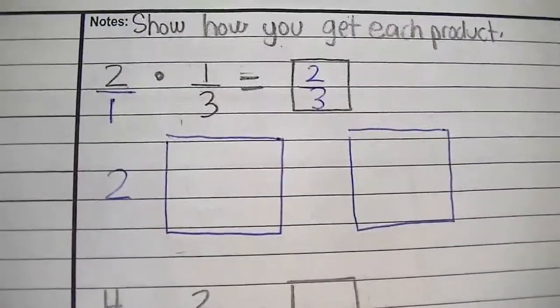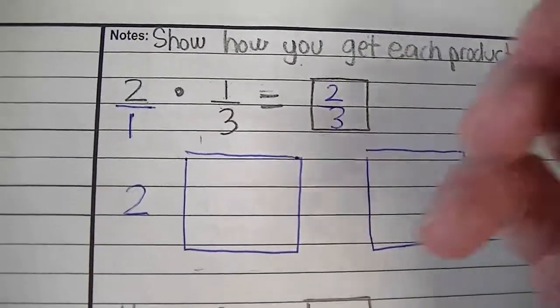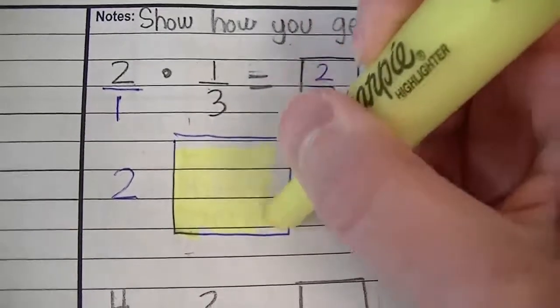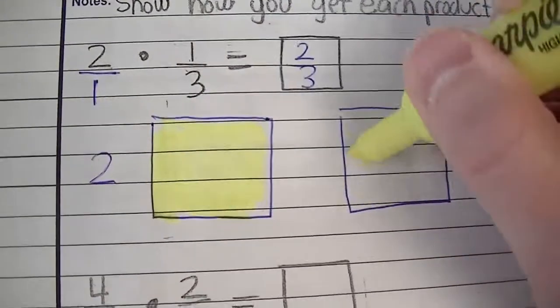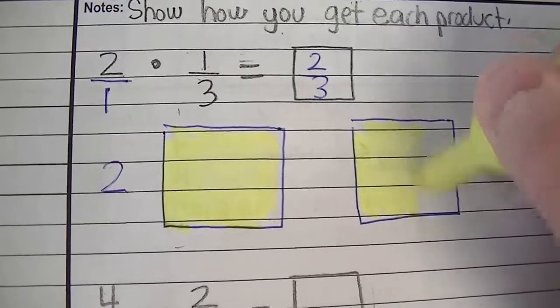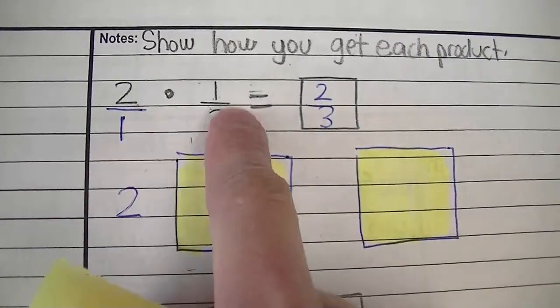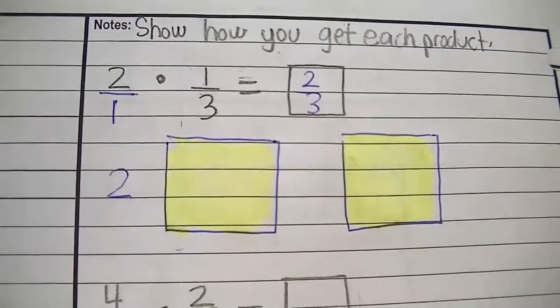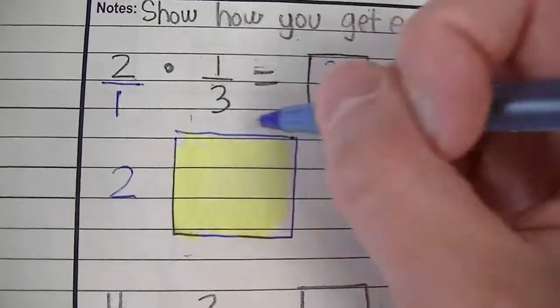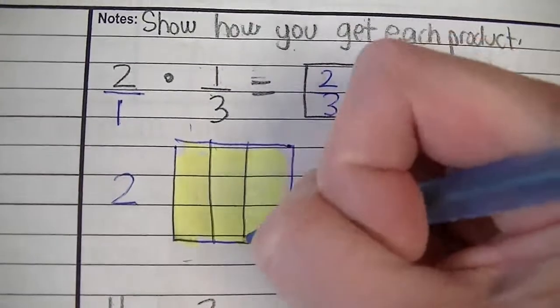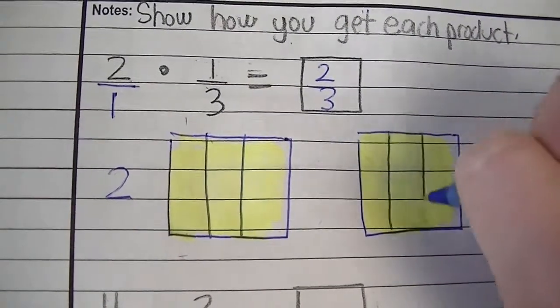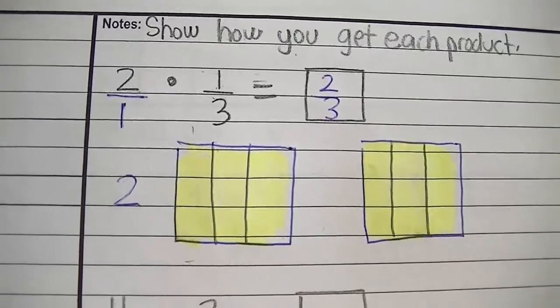There's 2 of them, okay? And I'm going to shade those in yellow. Okay, there's 2 of those right there. And we're saying that there's going to be 2 1/3s. So I'm cutting them into 1/3 columns for each of those 2 holes.